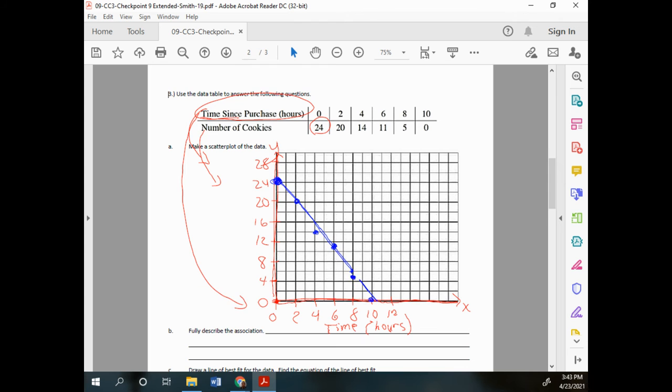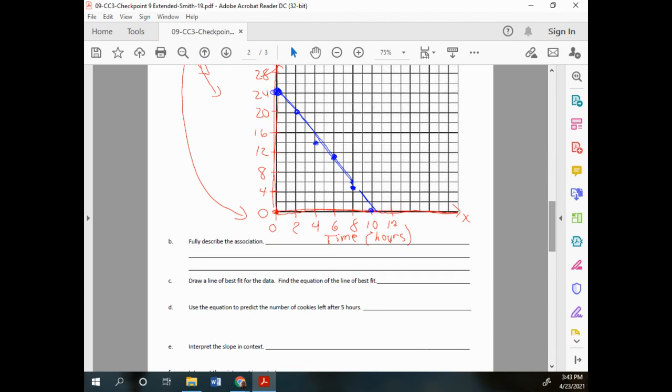Okay, so let's now describe the association, and that's what we were talking about before, describing it. It is linear, it is negative. Do you remember what the others are? Negative, linear, strength. What is it? I'm going to say it's pretty strong. All the points are almost on it. And are there any outliers? No, no outliers. So that's what I put there.